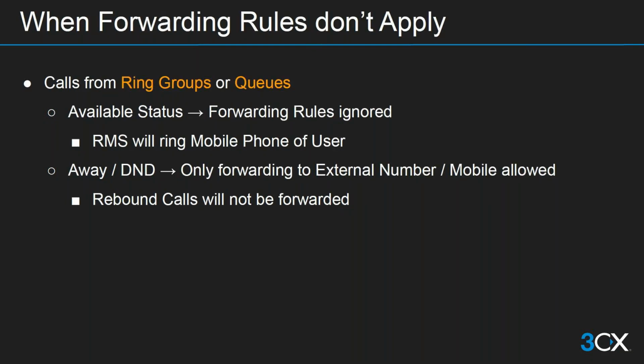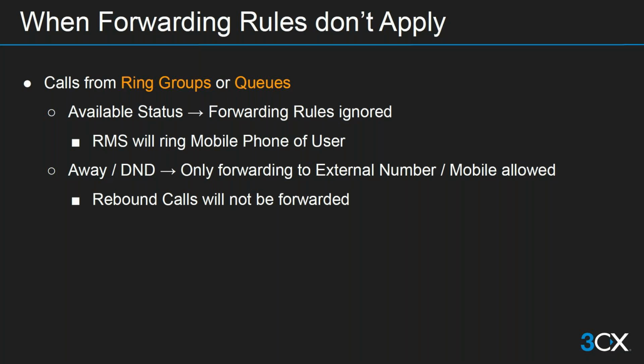When forwarding rules don't apply, when a call comes from ring groups or queues, that's just solely because you don't want to forward a call from a ring group to someone's external number or what else. But that's just calls from ring groups or queues where literally people externally call in to reach the company. They are not going to a, how can I say? They are not going to a forwarded destination from an extension.